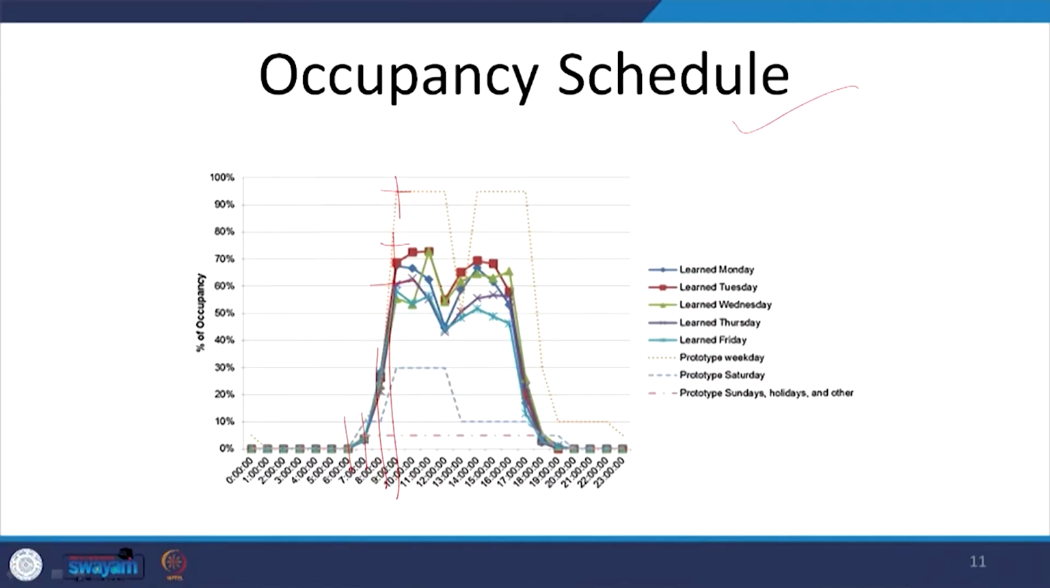It dips back around lunch when people would be going out for lunch, and for other times it will be almost close to the peak, and then again towards the end of the day it sharply goes down. Suppose it is a 24-hour building, then we have to also look at the other shift and we will have the occupancy schedule. Now, how does the occupancy schedule help in estimating the energy performance of the building?